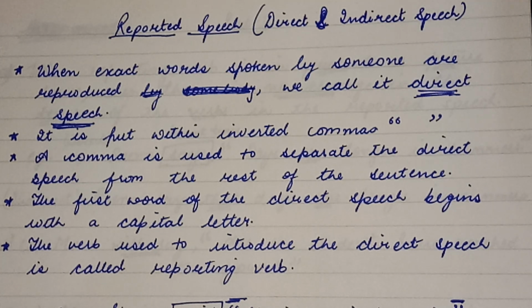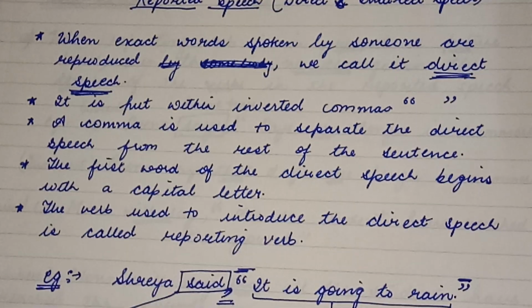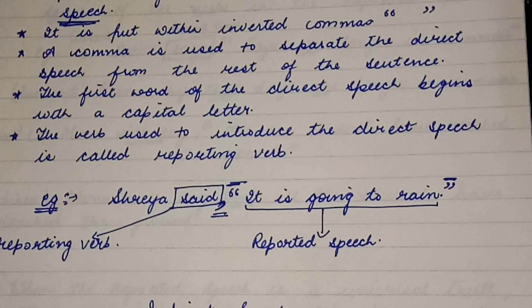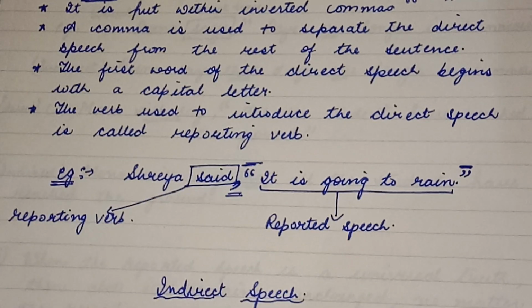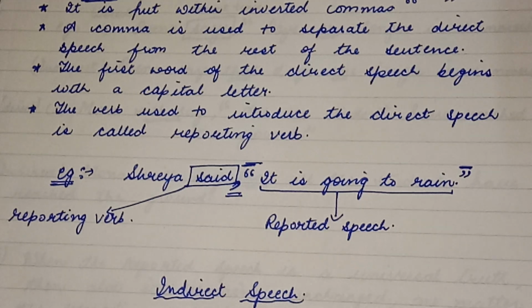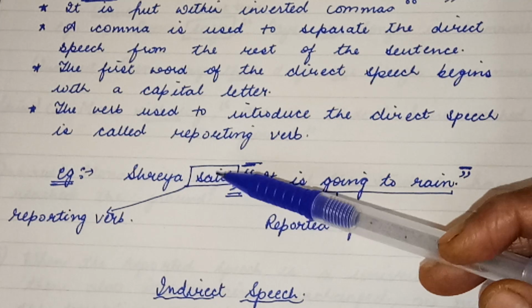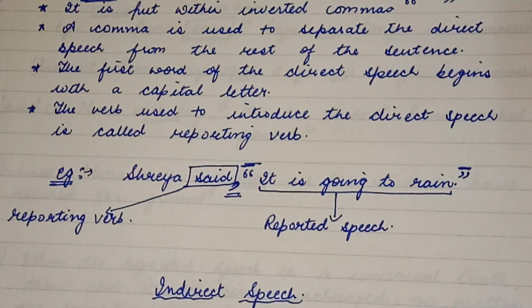And the verb used to introduce the direct speech is called reporting verb. The verb which is there between the speaker and the direct speech, that verb is known as reporting verb. So to make it more clear, let's take an example. Shreya said. Here Shreya is the person who is speaking. Said is the reporting verb. You can see said is the reporting verb.